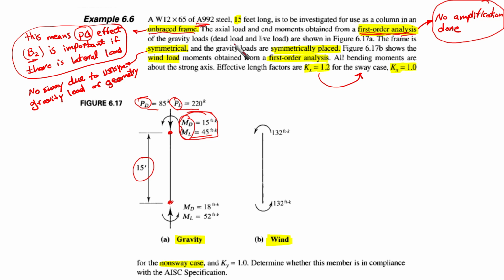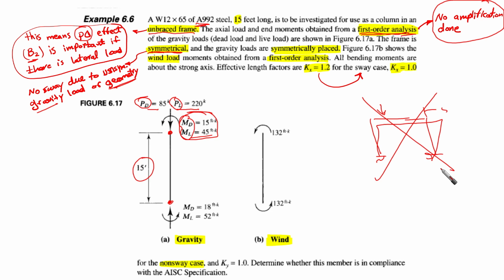Gravity loads, dead load and live load, are shown in this figure. The frame is symmetrical, and the word symmetrical here has a meaning: no sway due to unsymmetric gravity load or geometry. If you remember, I was talking about the unsymmetrical loading, and we are going to have something at the end due to this unsymmetrical loading. Here we are not going to use it. It is symmetric, and the gravity loads are symmetrically placed. So all the loads are symmetrically placed.